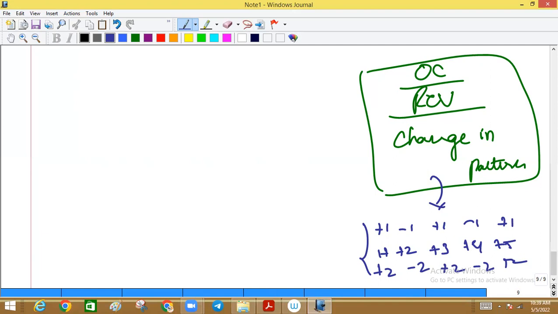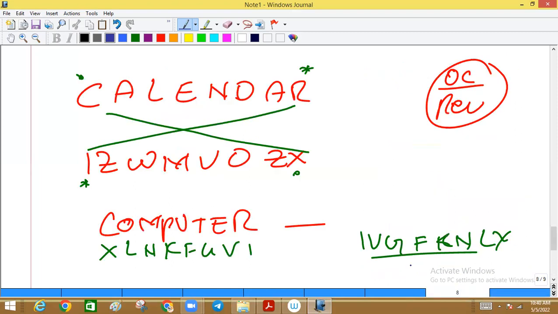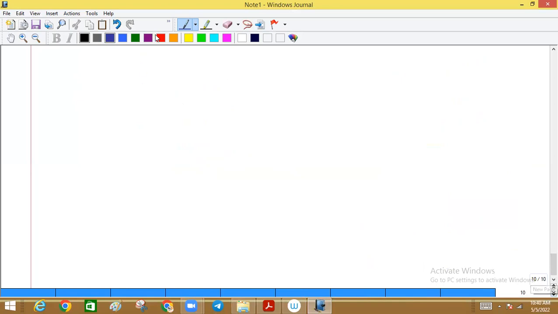If he wants to make it still more difficult, it's very easy. He will add one more layer. How can we add one more layer? Opposite coding, split into half, then reverse, then change in pattern. Got it? What exactly does it mean? I will explain by taking the same example of computer. So try to remember the formats, okay?